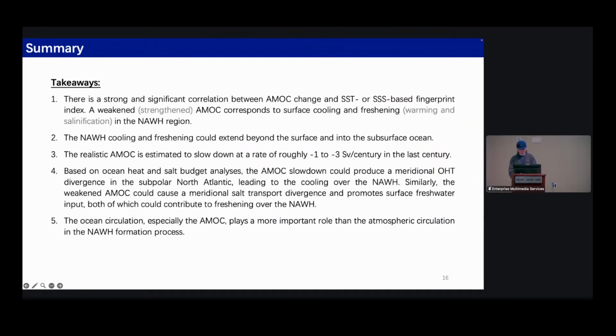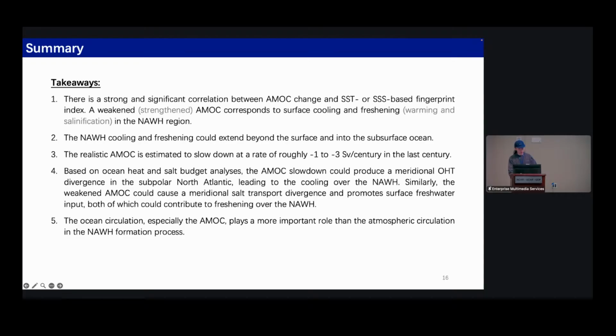Well, here are some takeaways. There is a strong and significant correlation between the AMOC change and the SST or SSS-based fingerprint index. A weakened AMOC corresponds to the surface cooling and freshening in the warming hole region. And the cooling and freshening could extend beyond the surface and into the subsurface ocean.